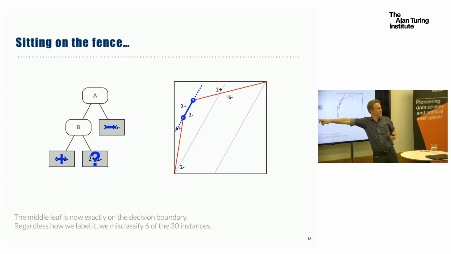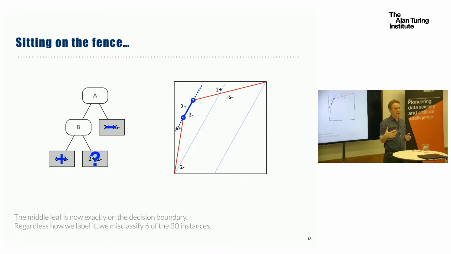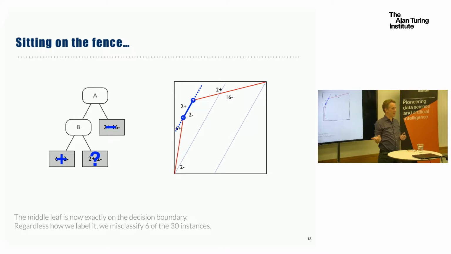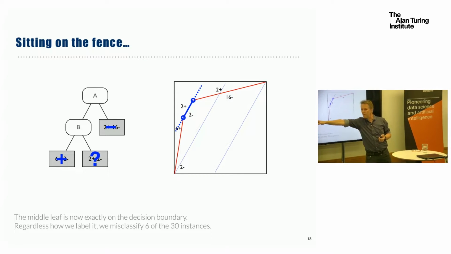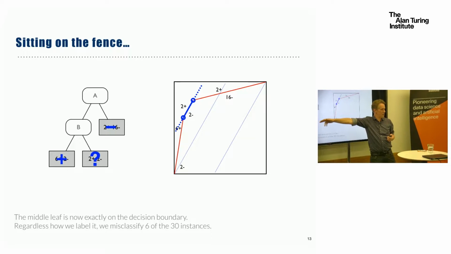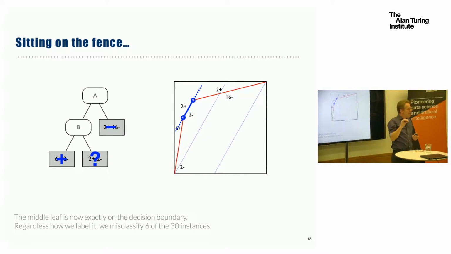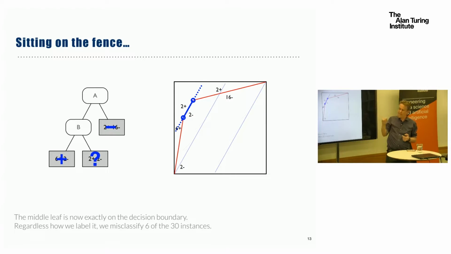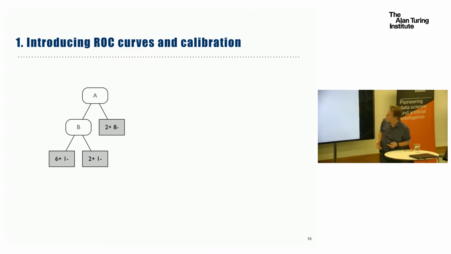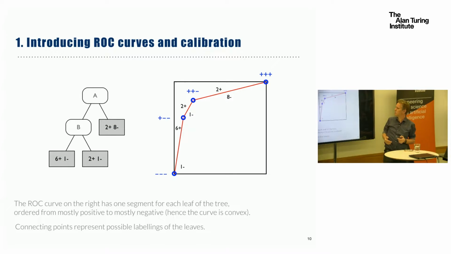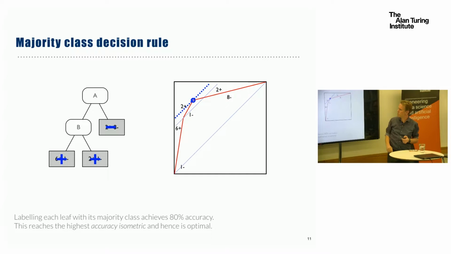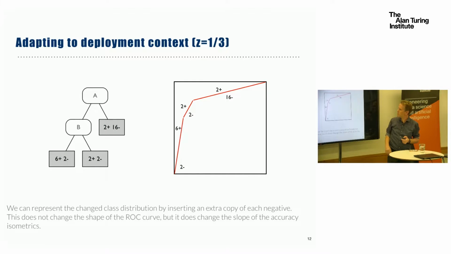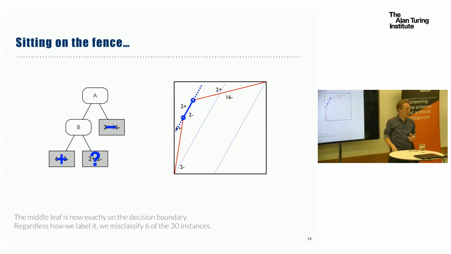Actually, this leaf is now exactly on the decision boundary, meaning it doesn't matter how you label that leaf for accuracy. If you label this positive, you get the same accuracy as if you label this negative. So in this case, a calibrated probability estimate for that leaf would be 1/2, not what we had previously, which was, well, we don't have the numbers yet, but previously you would predict 2/3. And with that changed class distribution, you would label that as 1/2.